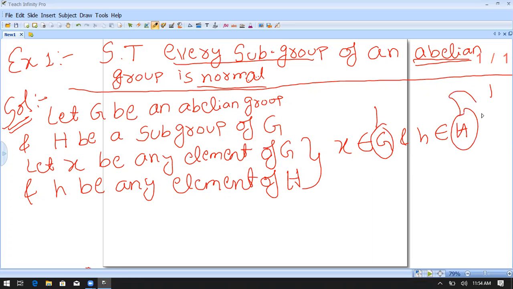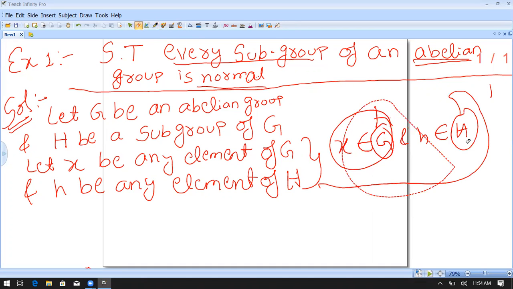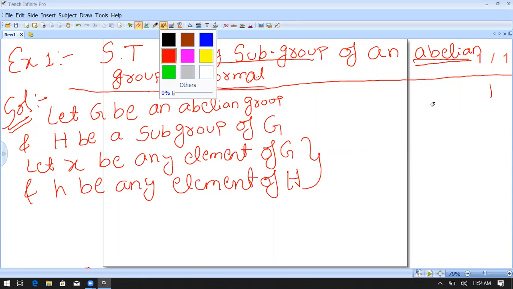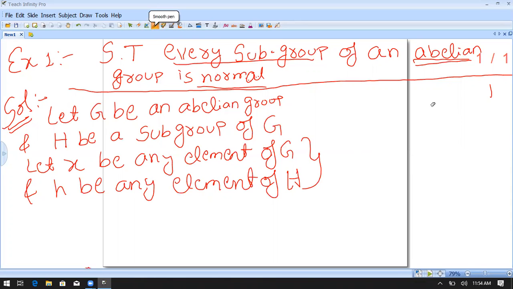So our input is the same as it is, and we have written it in the form of a sentence, so don't get confused. It is a basic method for understanding, which is why I am writing it in sentence form. Therefore let x be any element of G and h be any element of H.